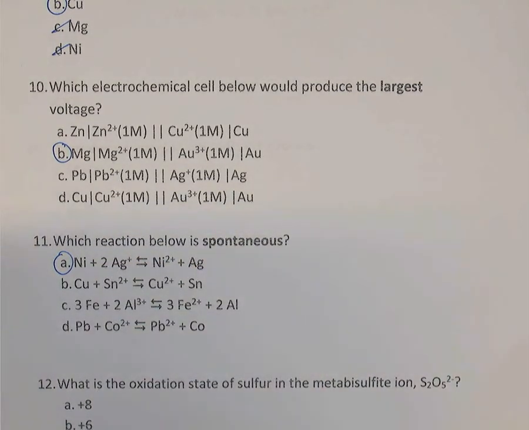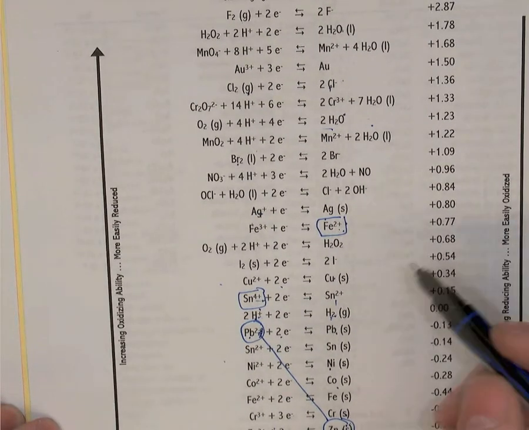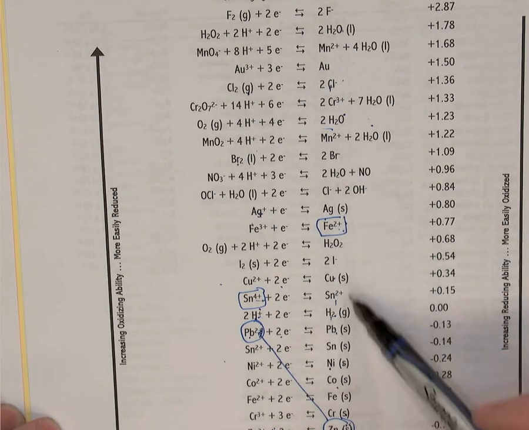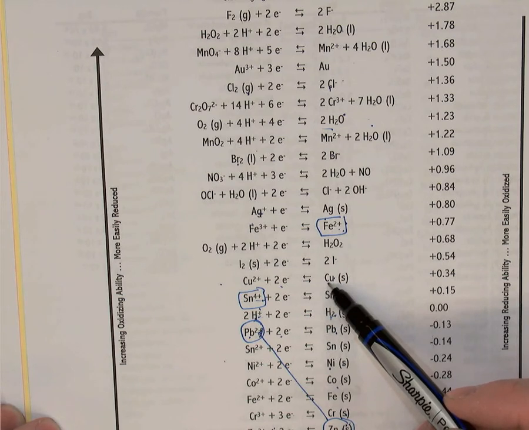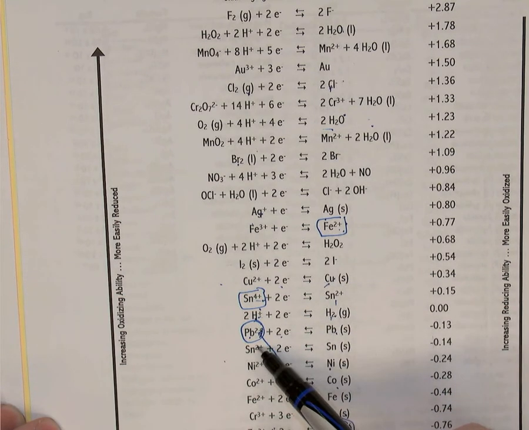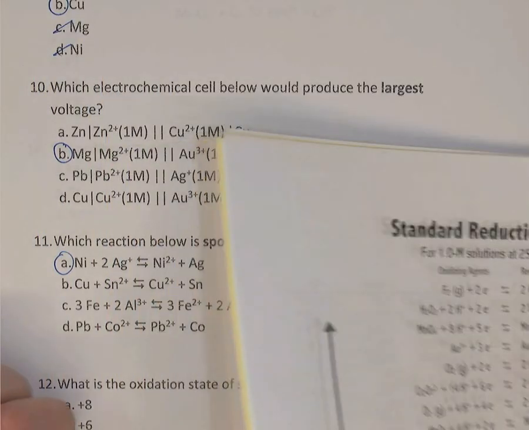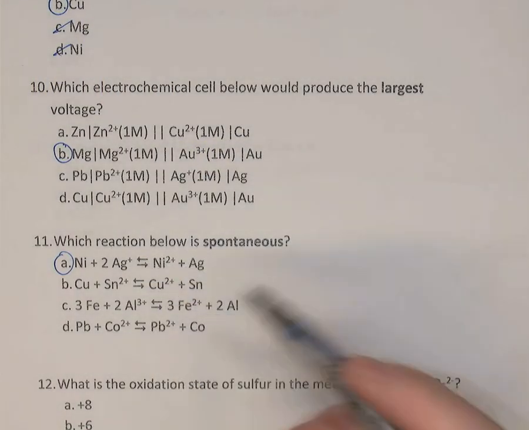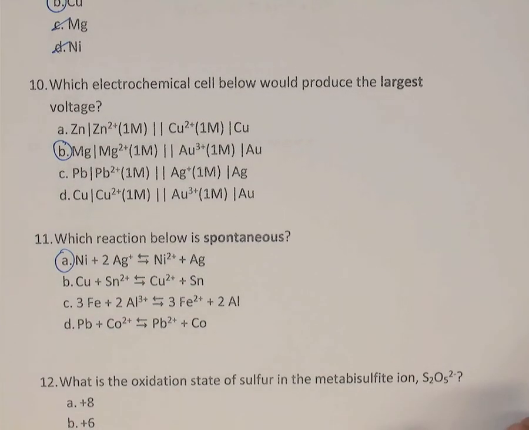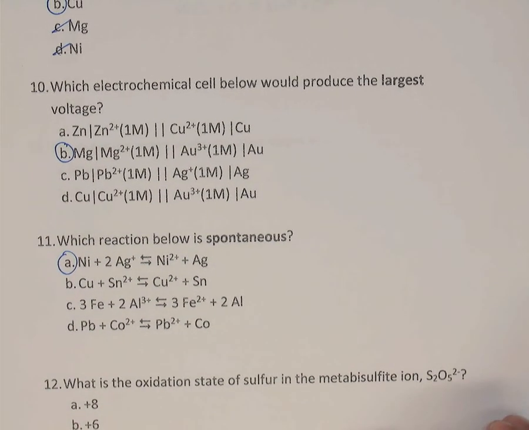Just to look at the other one, copper reacting with tin 2+, well, copper is here on the right, tin 2+ is below it to the left, so that would not be a spontaneous reaction. It would have a negative cell potential. So if you looked at the other options, you'll see they also have negative cell potentials. They're non-spontaneous.